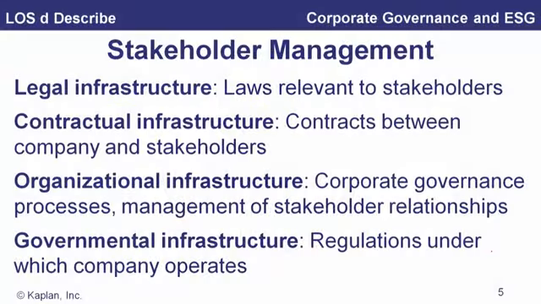In terms of managing these stakeholder relationships, some of the things to consider are the legal infrastructure, the laws that are relevant to stakeholders in these various relationships; the contractual infrastructure, what are the contracts between the company and its stakeholders, think creditors, suppliers, unions, things like this; the organizational infrastructure, the corporate governance process, and just overall how the organization manages these stakeholder relationships and the possible conflicts that arise. The governmental infrastructure refers to the governmental regulations under which the company operates.